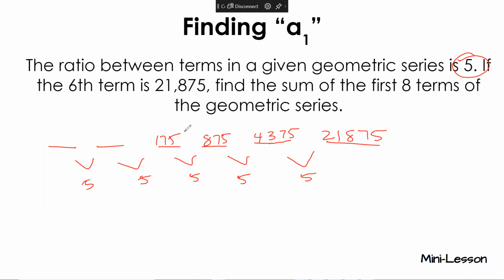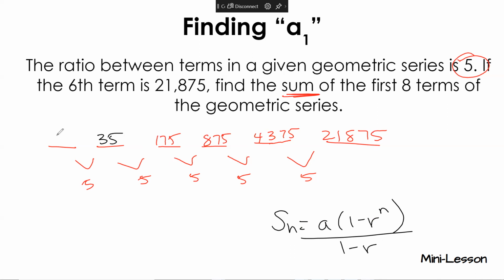Why am I doing all this work? What am I trying to find? Ultimately, yeah, we're trying to find the sum, but what do we need in our formula in order to find the sum? The initial amount, right? So if I divide that 175 again, I'm going to get 35. And if I divide it by 5 again, I'm going to get 7. So our initial amount is 7. They tell us that our rate is 5. And then they tell us that they want us to do the first 8 terms.